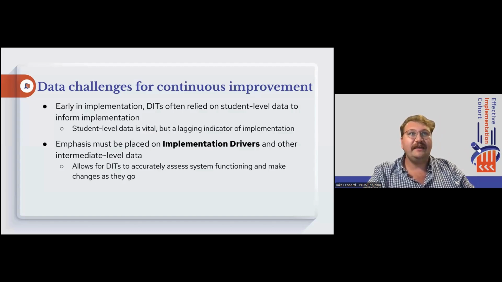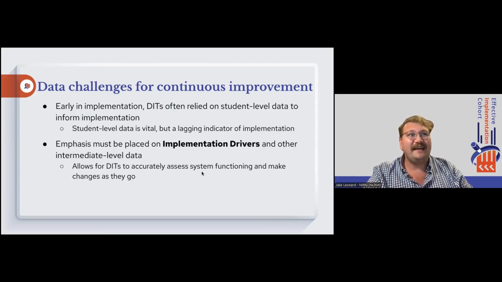One thing we clocked was that early in implementation, district implementation teams often relied on student level data and student level outcomes to inform implementation. And that makes a whole lot of sense because student learning is really the meat of what we are doing this whole project for. However, it is an established lagging indicator of successful implementation, so it's not necessarily the best data to go to for making decisions related to continuous improvement efforts.